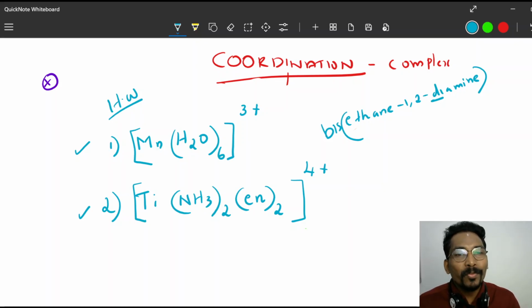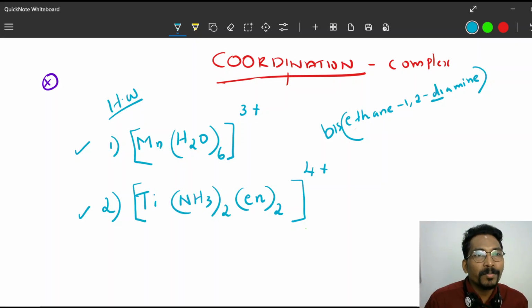Actually we started with two topics, one is nomenclature and VBT. So I think VBT we can take in the next class because it's already half an hour. I think this particular topic is very clear. If you have any doubts, you can come in the comment box, and I will explain in the next class. We can check the comment box and clear the doubts.